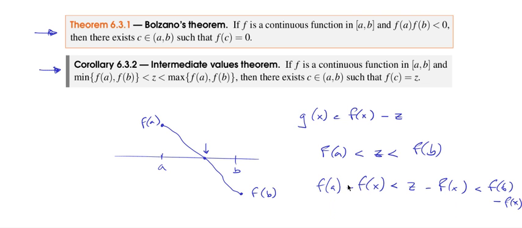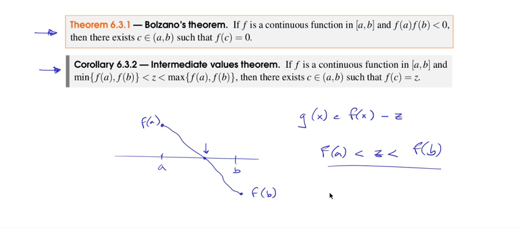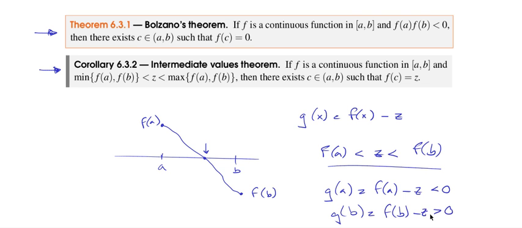Well, don't worry about this, it's not important. The idea is that if z is between these two, we have g(a) = f(a) - z, which is smaller than 0, because z is greater than f(a), and g(b) = f(b) - z, which is greater than 0. Okay, and if f(a) and f(b) change values, this is going to change direction, right? But in both cases we have that g(a) has one sign and g(b) has another sign.